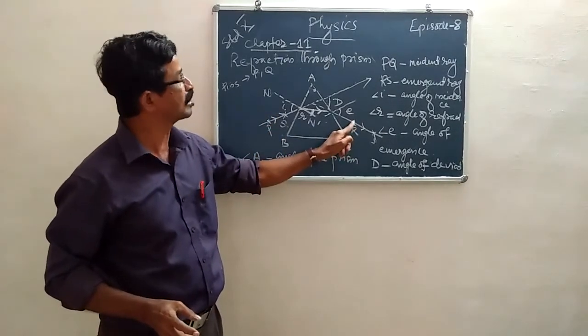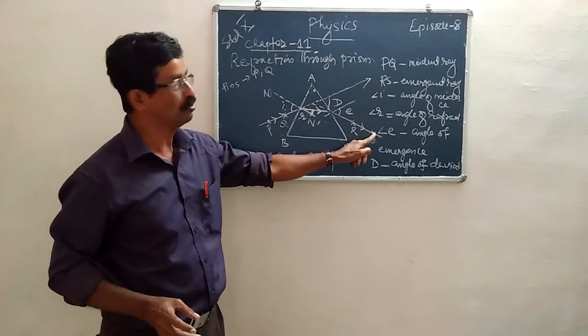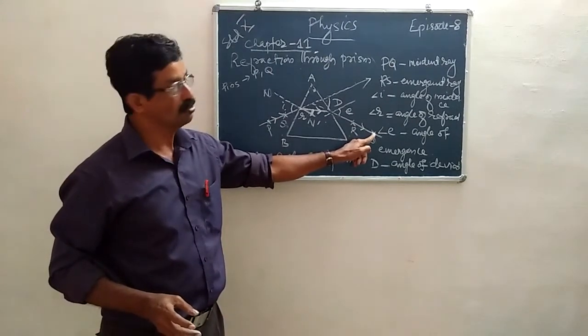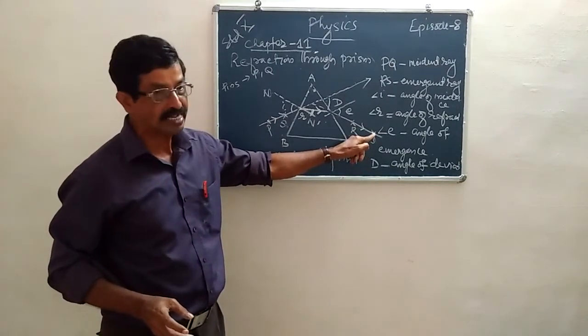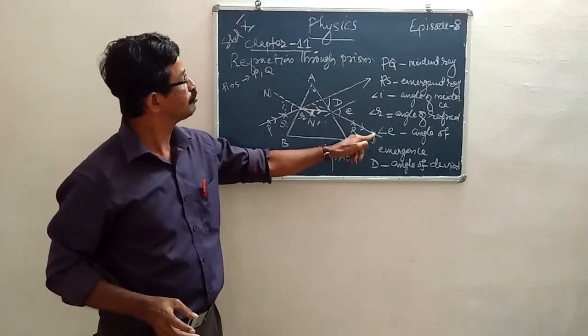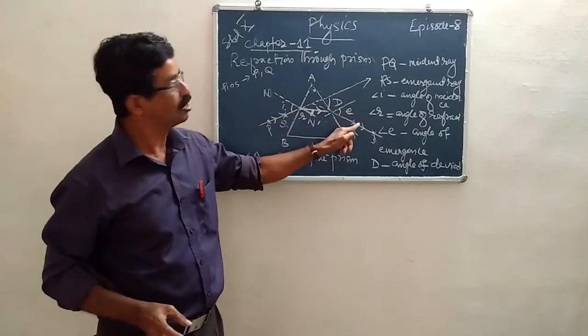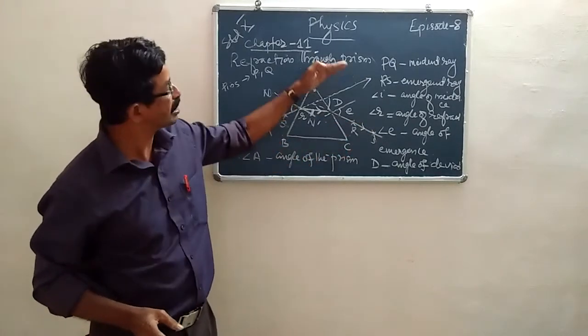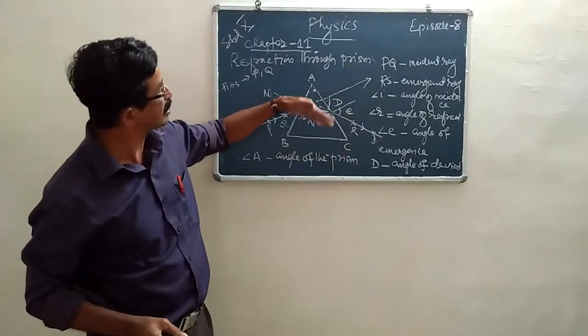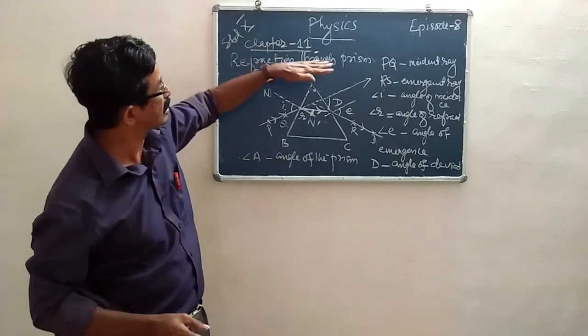In such a way you want to fix it. Then you want to fix the fourth pin. Now when you are going to fix the fourth pin, you want to see that the fourth, third, second, first, these all should be in a line. In such a way you want to fix it. Then you take the prism and complete the diagram.